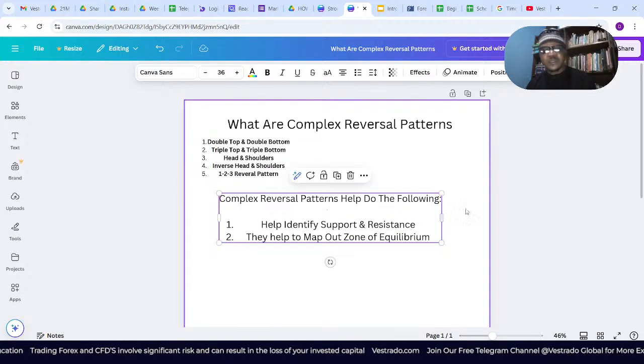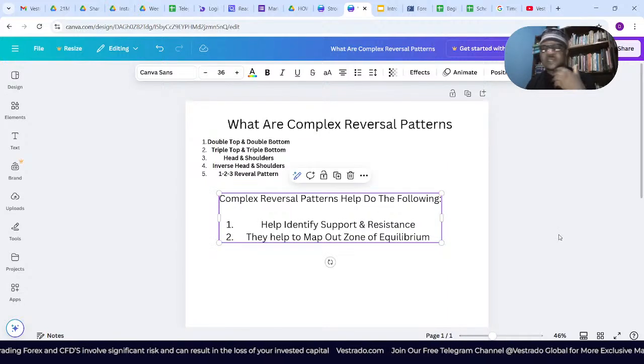And then complex reversal patterns help do the following. They help tell us or identify support and resistance. If you were in our basic beginner training, I said there are 5 ways to assess support and resistance. And I said one, using complex candle patterns. And this is it. If you're on that training, you remember I said this.